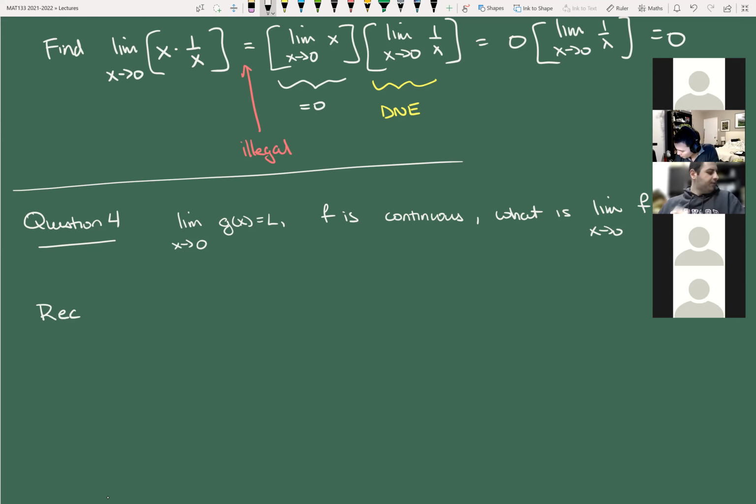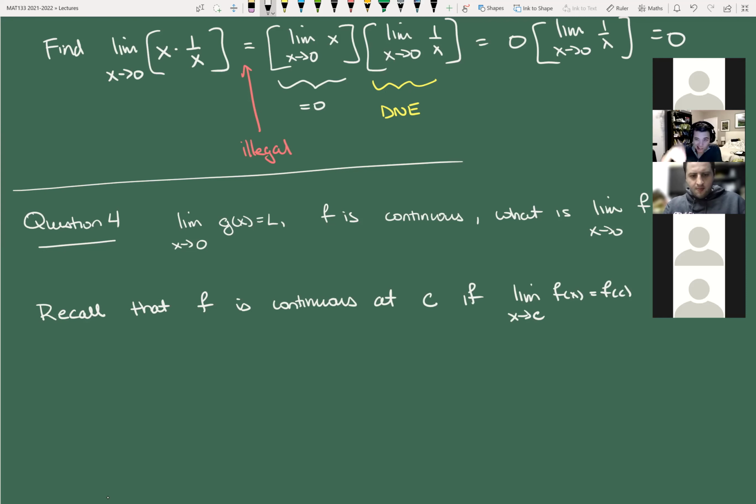Maybe let's spell this out a little bit more. So recall that f is continuous at C if the limit as x approaches C of f of x is equal to f of C, right? That's the whole point of continuity. You can evaluate the limit just by plugging C into it. Okay, so another way of writing that, the limit as x approaches C of f of x.